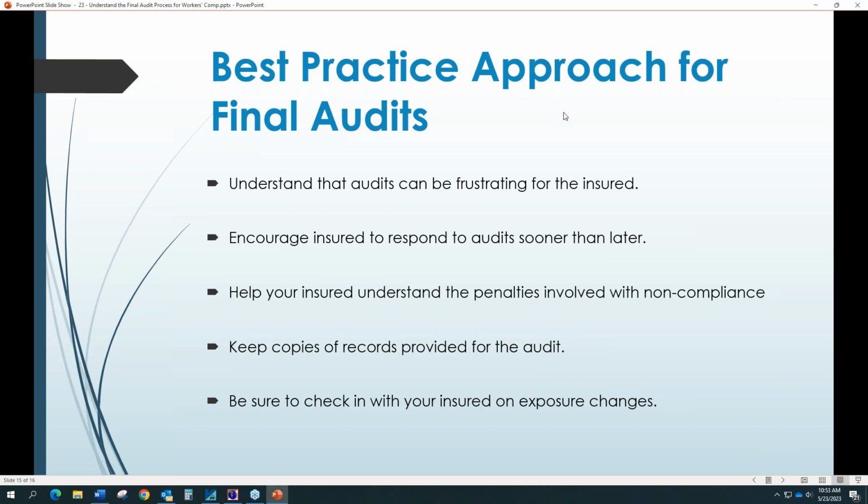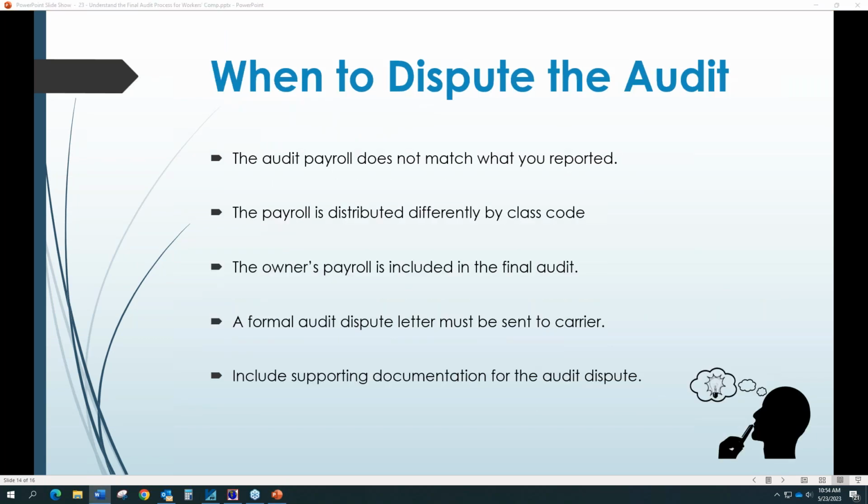When to dispute an audit. How can you tell if you need to file a workers' compensation audit dispute? A few things to look for is the audit payroll does not match what you reported. The payroll is distributed differently by class code. The owner's payroll is included in the final audit. If you notice any of these mistakes, you should immediately request an audit worksheet from the carrier.